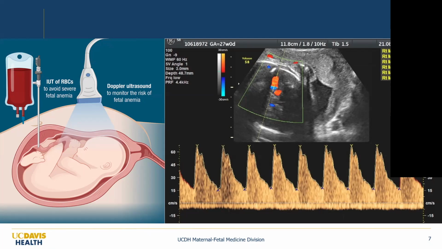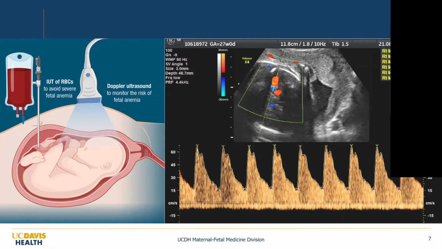fetal demise. The other problem with IUT is that once we've done the first transfusion, our MCA that you see on the right side changes in terms of its threshold. So the MoM instead of 1.55 will now go up to 1.7 to 1.6. The data, of course, starts to change, and there's not enough data to support how many times we can do this. So the latest data is that once you do 2 transfusions, if you go beyond 1.8 to 2 MoMs, then that anemia is persistent.